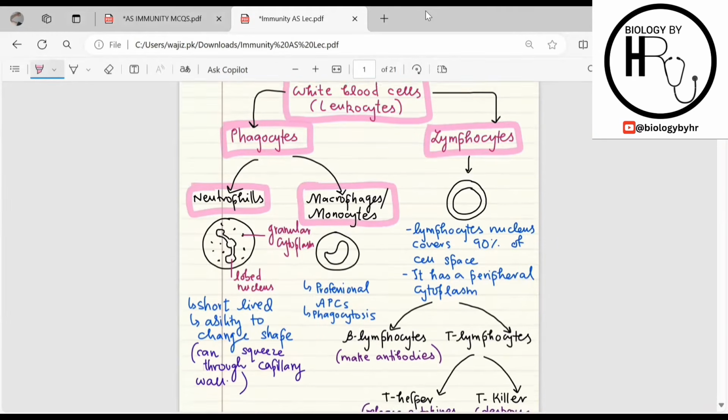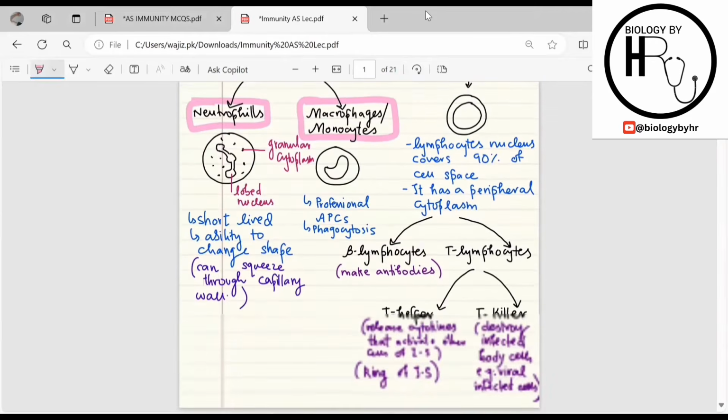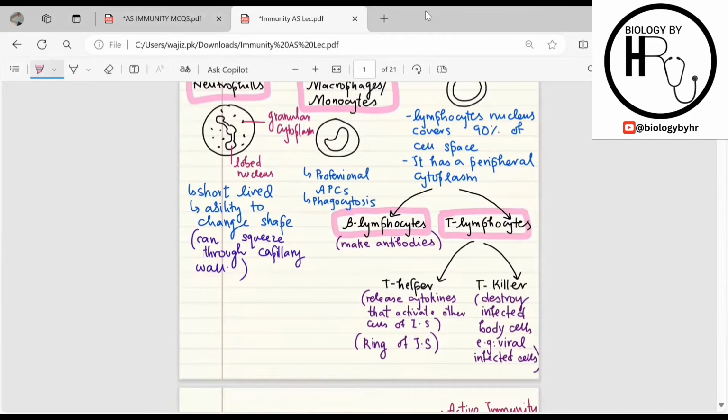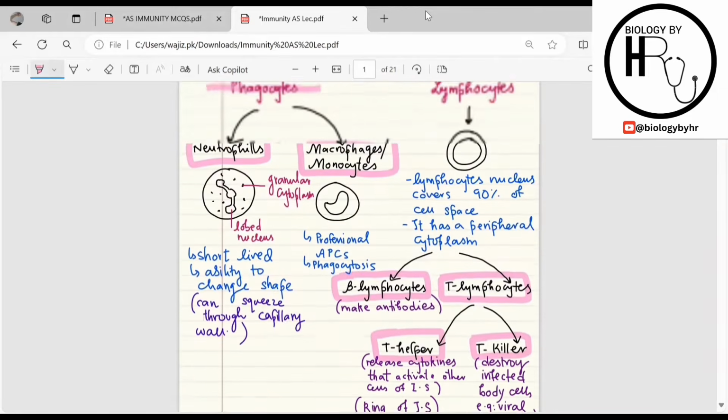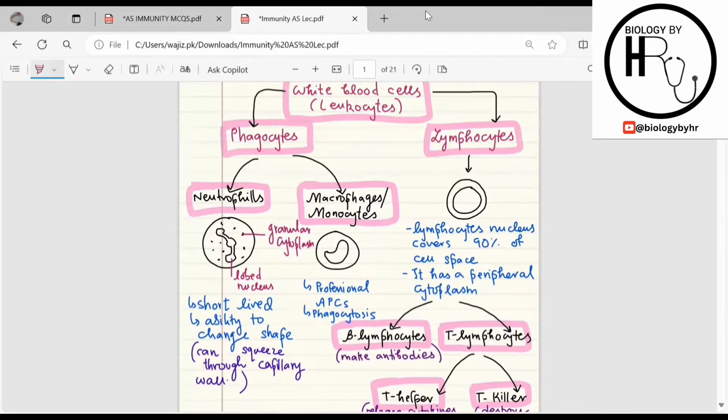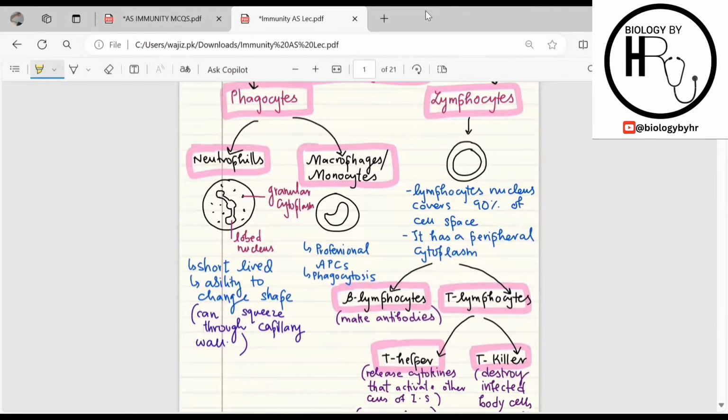Lymphocytes are classified into B lymphocytes as well as the T lymphocytes. And then the T lymphocytes are further subclassified into T helper cells and the T killer cells. What is important for us to realize is that we must know the functions of each type of white blood cell we have written over here. Let's now start with discussing the neutrophils first.